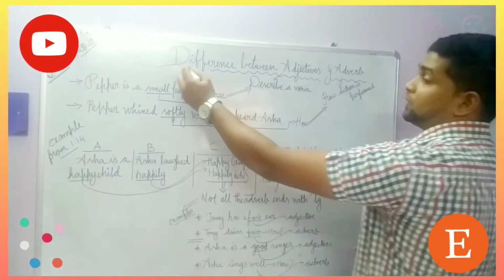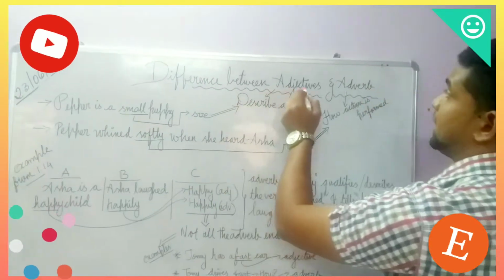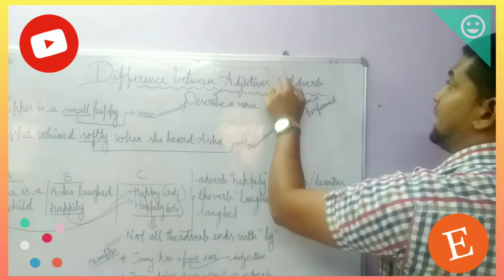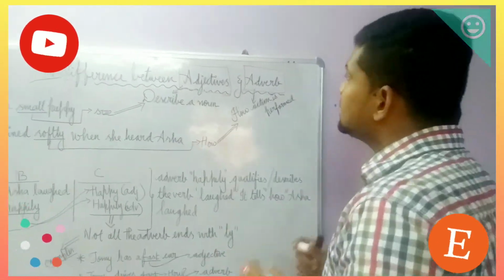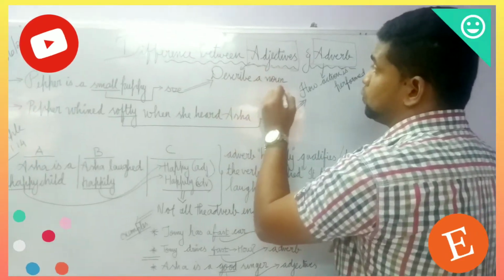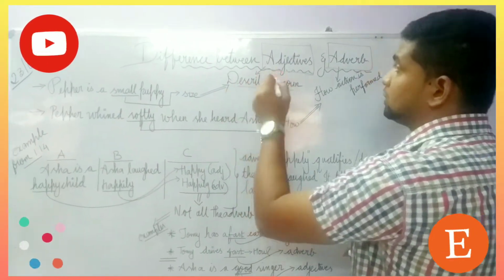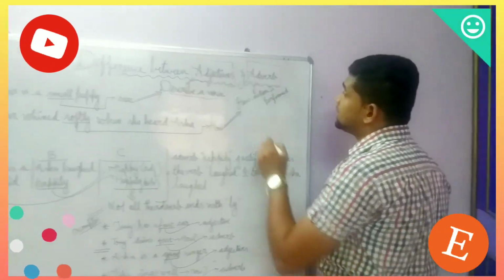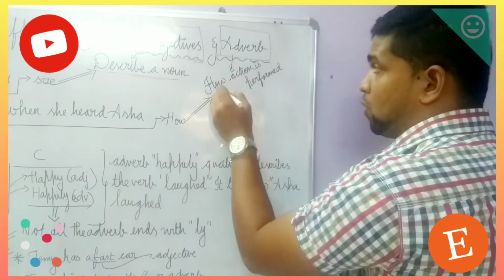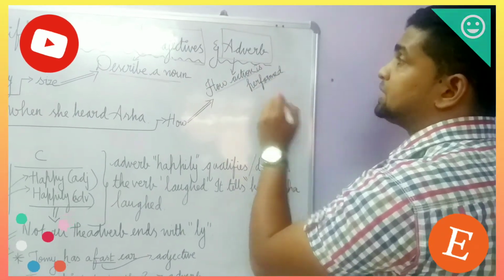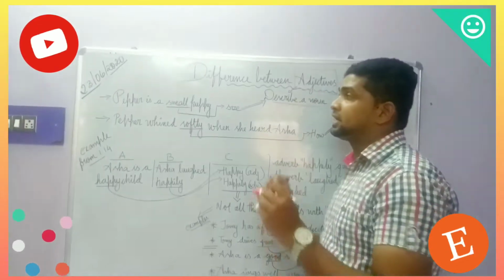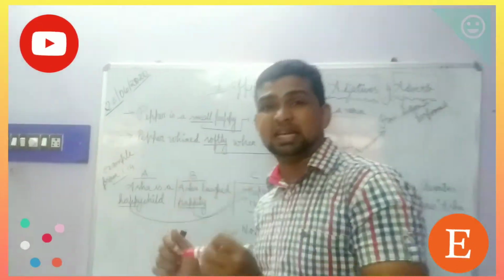So today's class will be about the difference between adjectives, and this is the word which we were talking about, and adverb. So we all know what is adjective. When we describe a noun, that is called an adjective. When we know how an action is performed, it is called an adverb. Okay, I have two basic examples from our textbook.